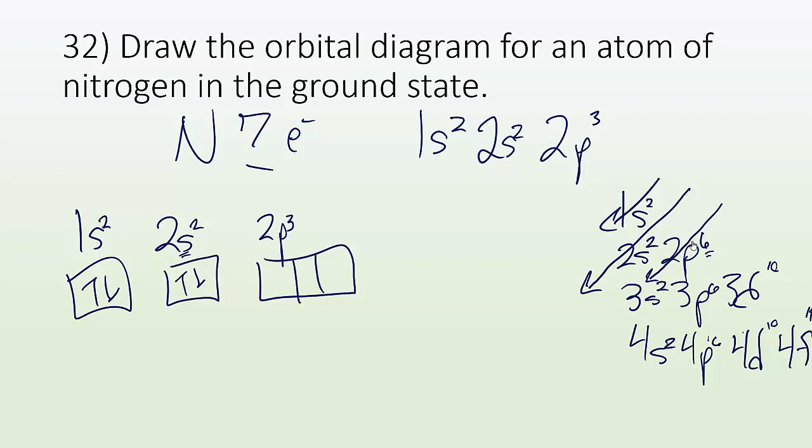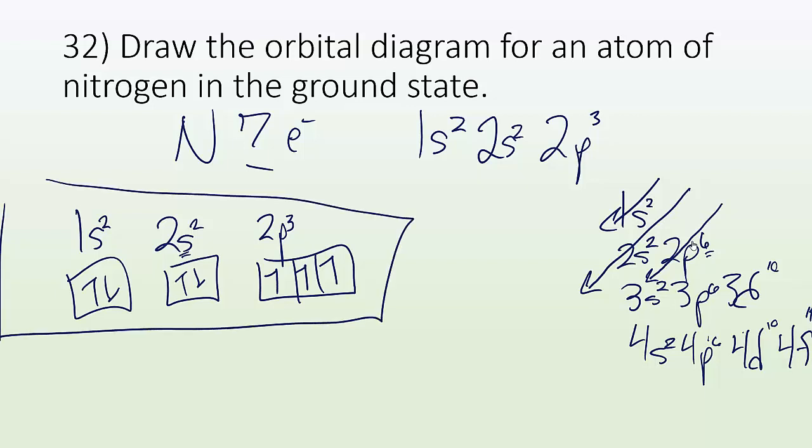And how do I fill them in? Well, remember Hund's rule, everybody gets 1 electron before anybody gets 2. So you fill it in like this, 1, 2, 3. And that's it. You're done. You've placed all your electrons. There's your final answer. Be happy about it.